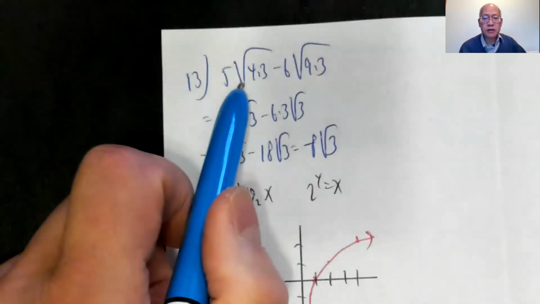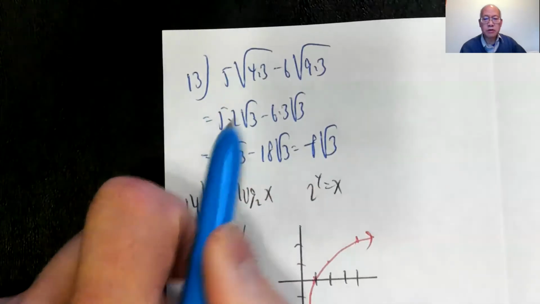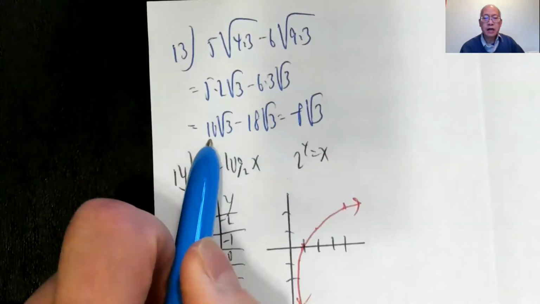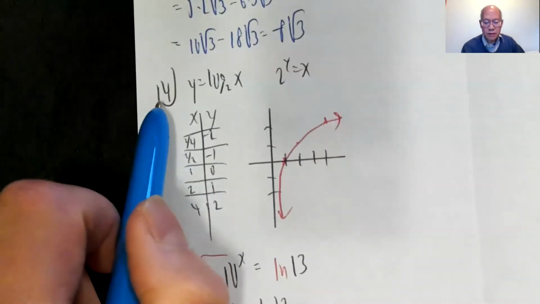13, radical 12 is 4 times 3. 27 is 9 times 3. The 4 comes outside, becomes a 2. The 9 comes out, becomes a 3. 10 radical 3 minus 18 radical 3 is -8 radical 3.